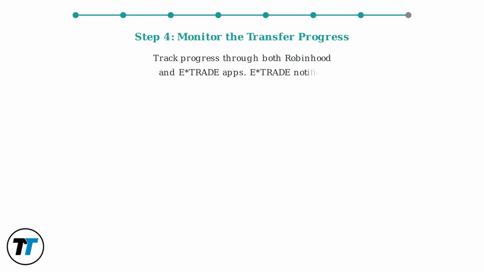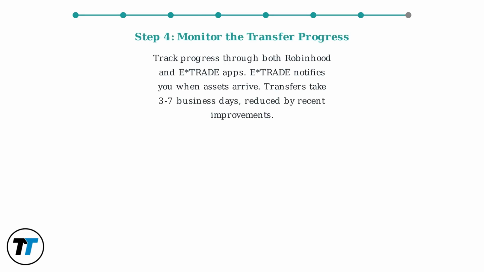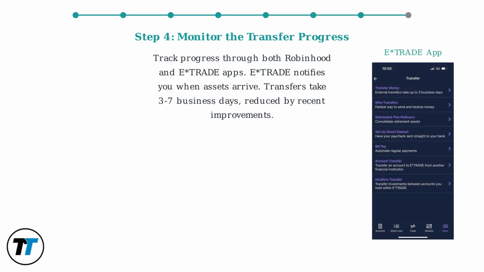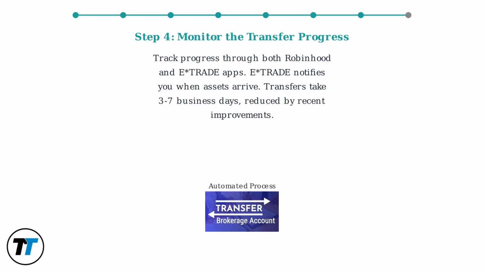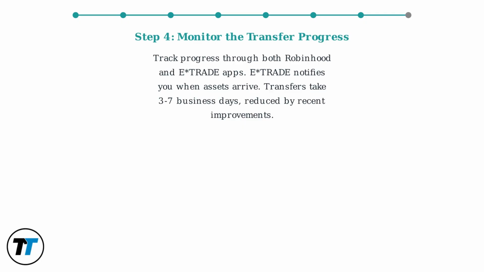Once you've initiated the transfer, monitoring its progress is straightforward through both the Robinhood and E-Trade apps. The Robinhood app shows your transfer status in the Transfers section, with real-time updates as ACATS processes your request. In the E-Trade app, check the Transfers menu for incoming assets, where you'll receive notifications upon receipt and completion. While the process is automated, you can also contact support if needed.